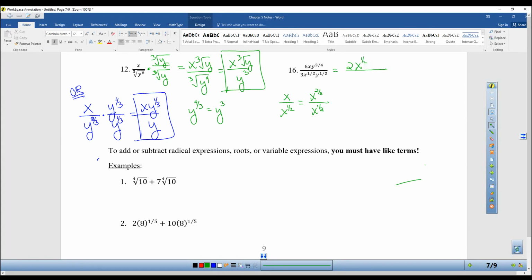Now you can do the y's. Y to the 3/4 over y to the 1/2. I need to subtract them, which some of you can do in your head. Maybe your fraction skills are strong, but if they're not, you can get a common denominator, and then you can see that it's y to the 1/4. There's nothing left in the denominator, but we don't write 0. It's a 1. And so my final answer is 2 x to the 1/2, y to the 1/4.